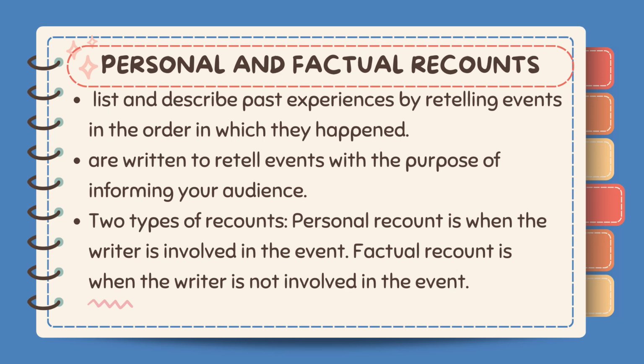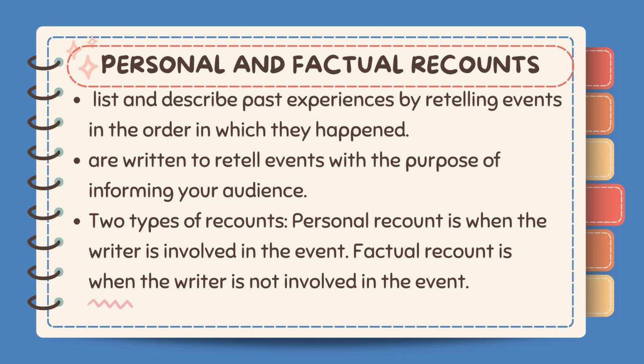And the last type of text that we are going to discuss today is what we call recounts. We have here two types of recounts, personal and factual recounts. Personal and factual recounts' purpose is to list and describe past experiences by retelling events in the order in which they happened. Recounts are written to retell events with the purpose of informing your audience. When we say personal recount, it is when the writer is involved in the event. A personal recount has a beginning, a middle, and an end.